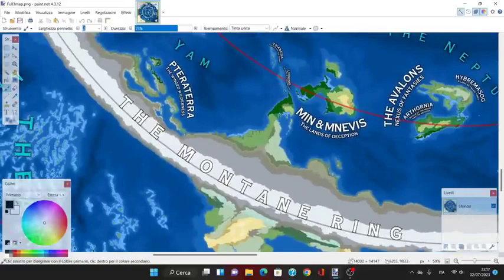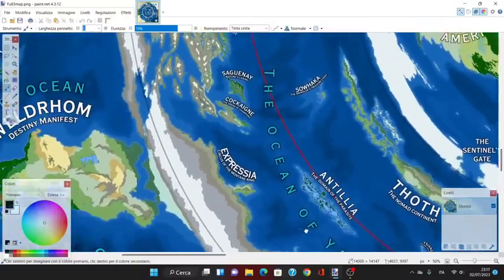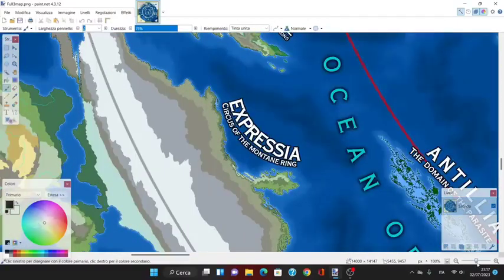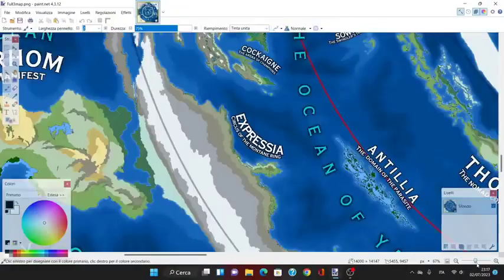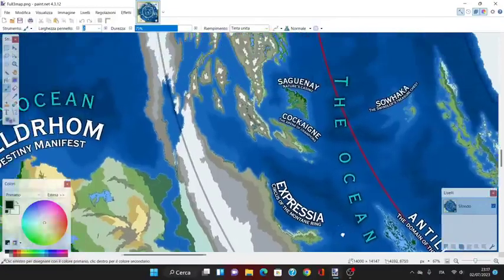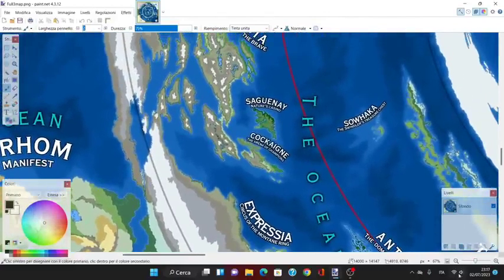It feels like I should pronounce it like Mountain Ring, but it doesn't really feel right, does it? Also, we have other places here that we didn't mention, like the Expressia continent, Circus of the Mountain Ring. So mountain, yeah, I suppose mountain. I'm going to pronounce it mountain, kind of like mountain, but a bit different.